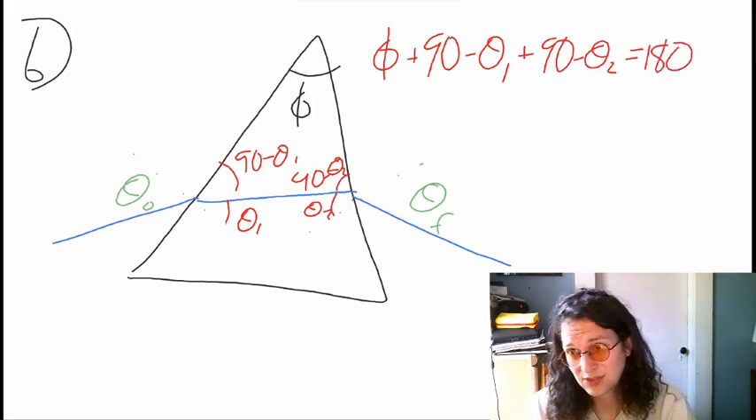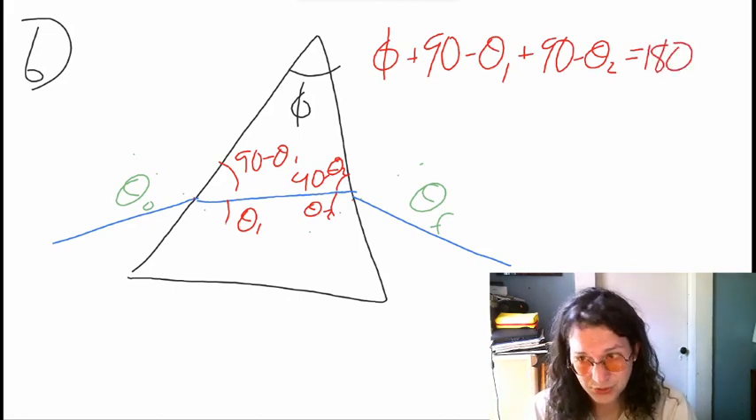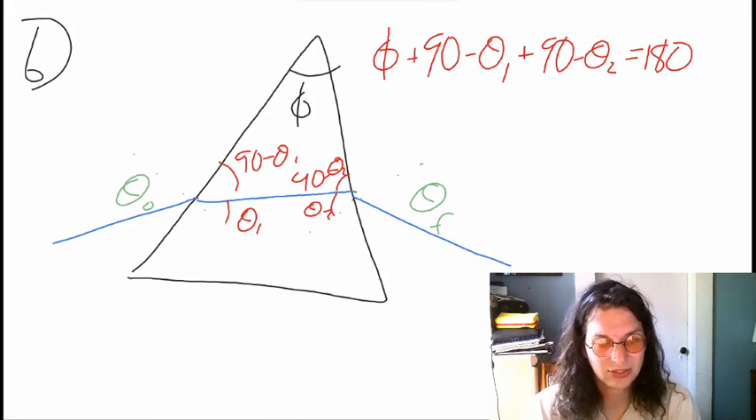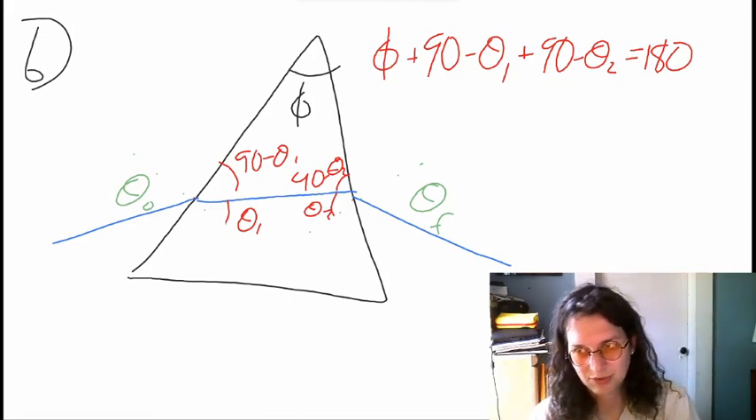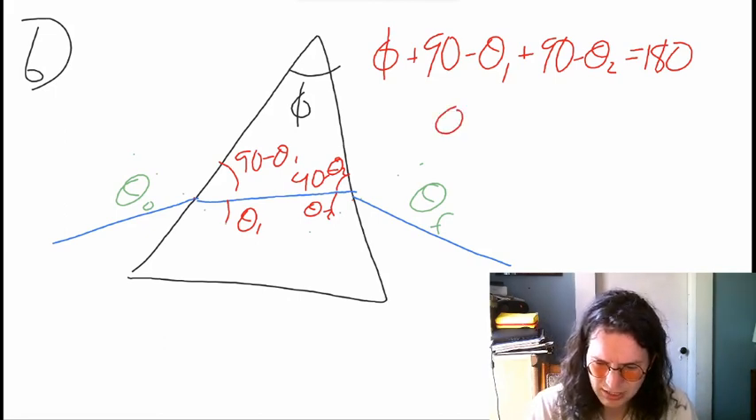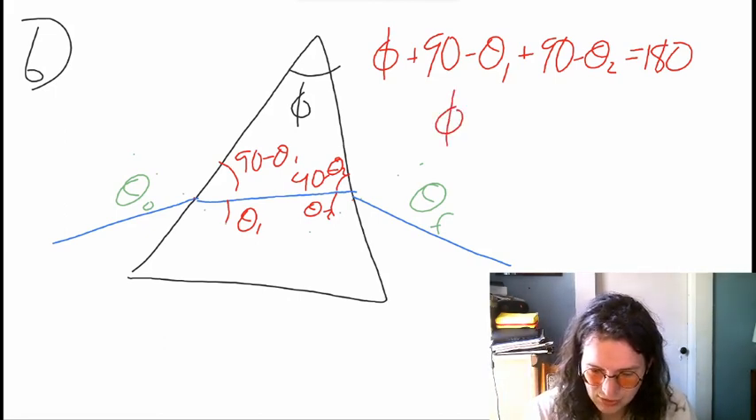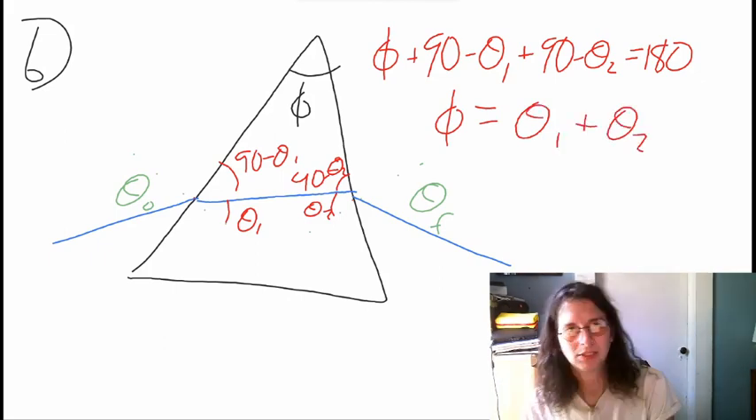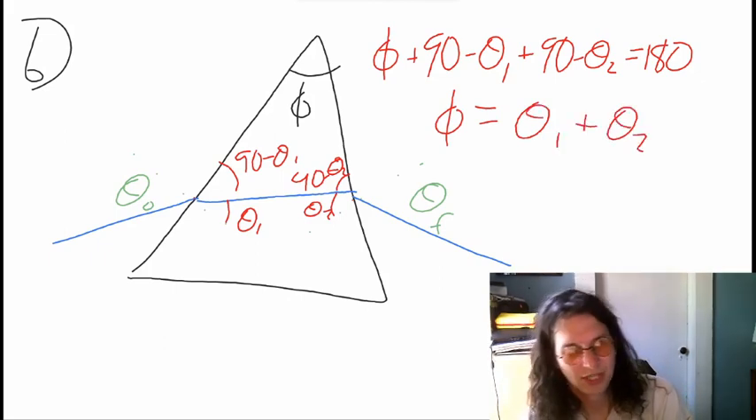And then you just go ahead and solve this. This will give you a relationship between theta 1 and theta 2, and then you'll use that relationship for the rest of the problem. If you solve this, I think, if I'm doing this right in my head, phi is equal to theta 1 plus theta 2. And so theta 1 and theta 2 will vary.